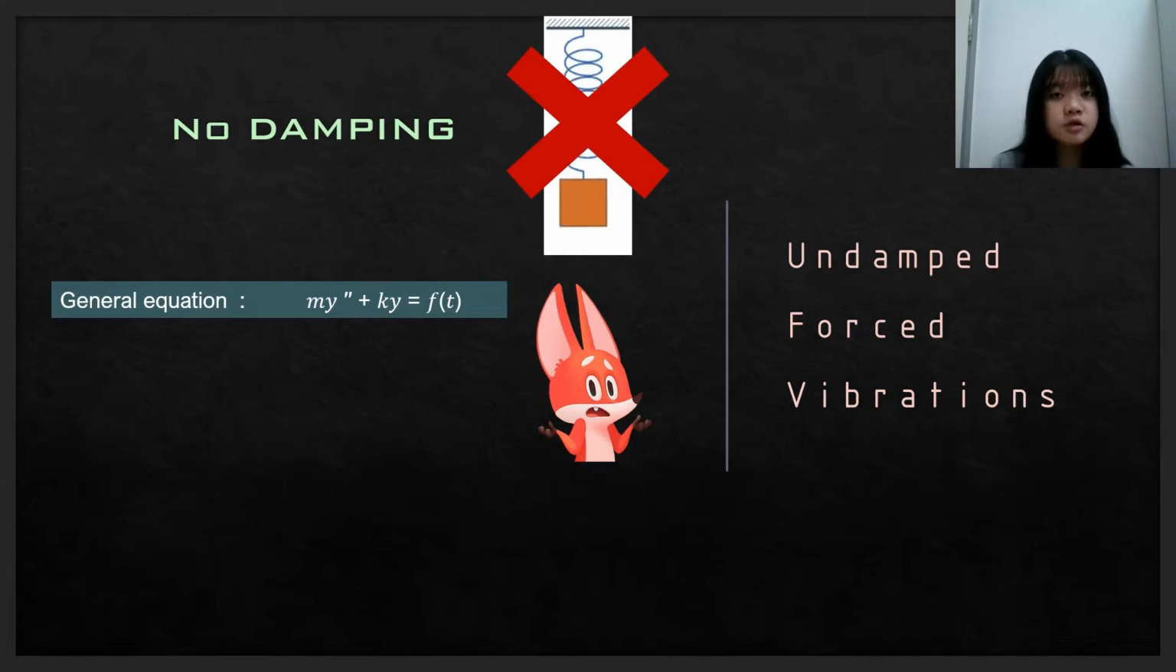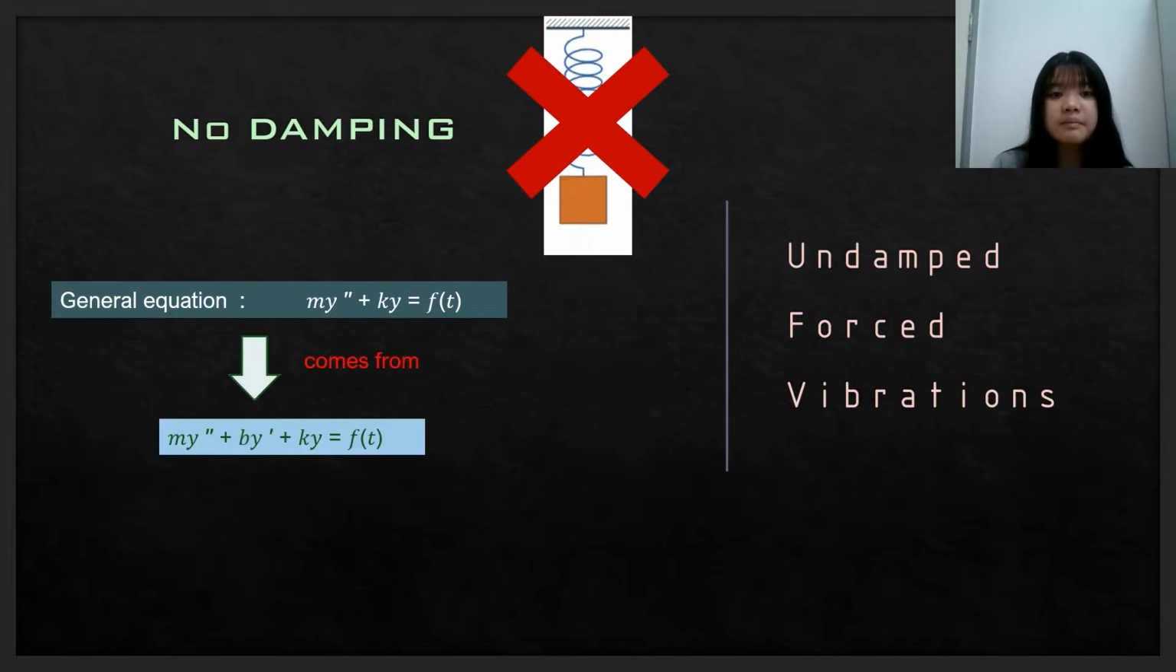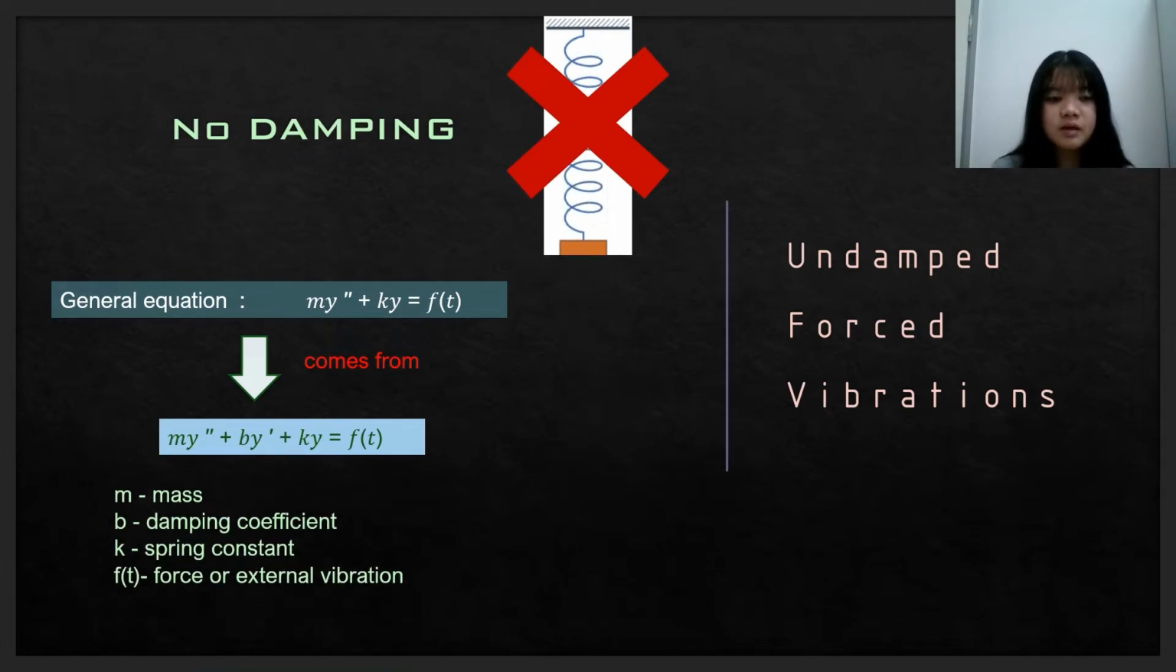Remember the general equation of the mechanical vibration? Yes, this general equation of type 3 comes from the general equation of mechanical vibrations. So you can see that the general equation of the vibration is m second derivative of y plus b first derivative of y plus ky equal to f(t). Since there is no damping in this type 3 vibration, therefore we can cancel it. So now the equation we have is the general equation for type 3 undamped vibration.